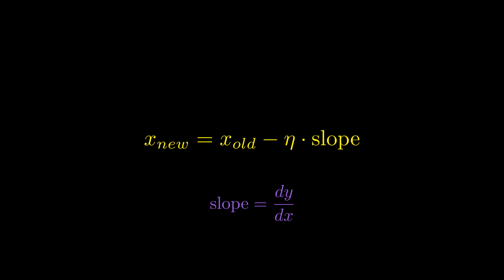Now that you have a solid grasp of the intuition behind gradient descent, let's break down the mathematical formula that powers the algorithm. To find the minimum point of a function, we use the following equation. X new equals x-old minus eta times slope. While this formula contains two main components, the slope and the learning rate eta, the logic of the entire algorithm is driven by the slope. Let's focus on why the slope is the most critical part of this equation.